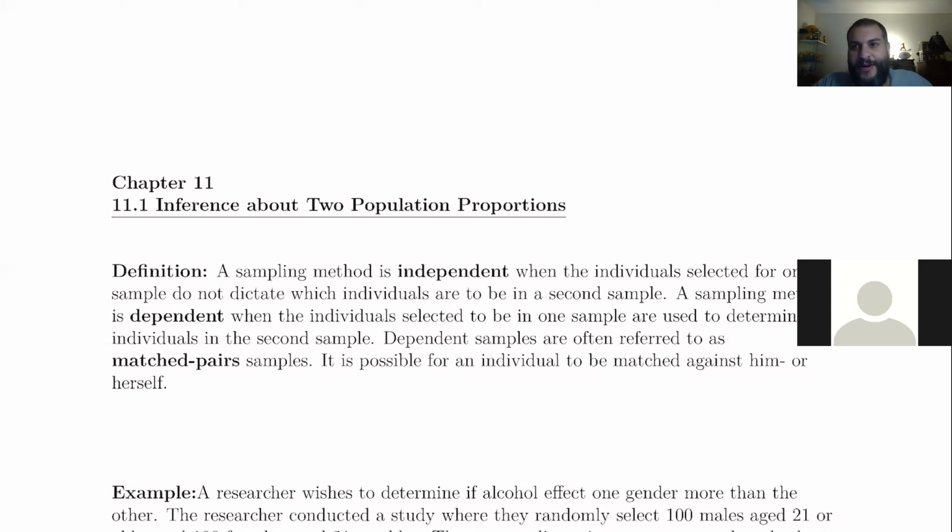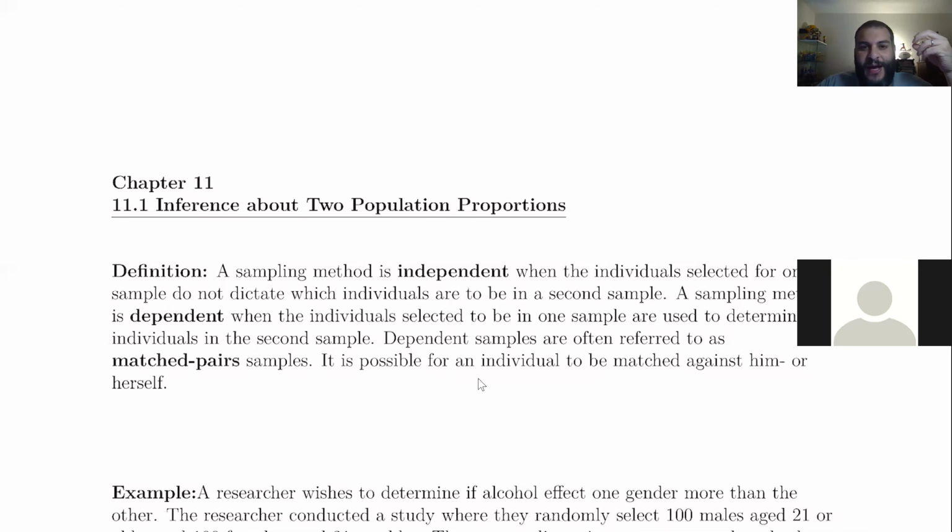All right, so we have our notes. So we have chapter 11. Chapter 11 is inference about two population proportions. Before we get into that, we have to cover something first, because now we're transitioning from having one population to two populations.